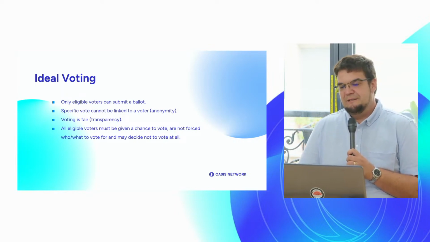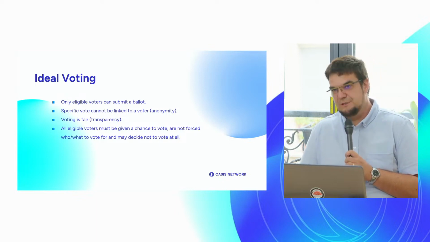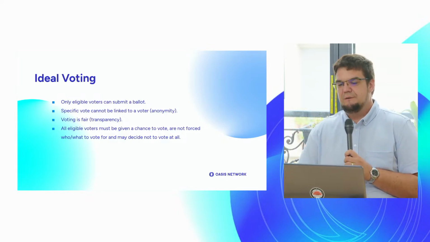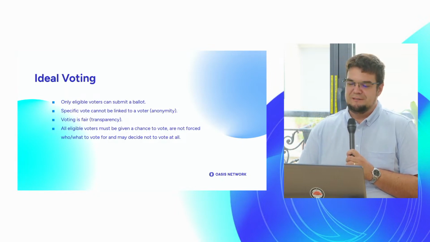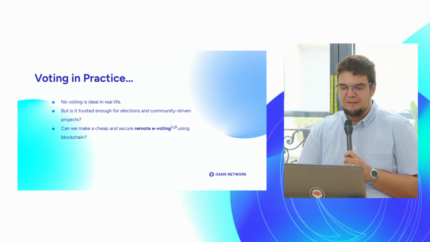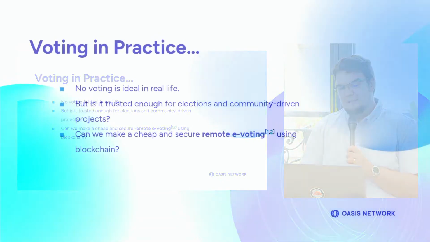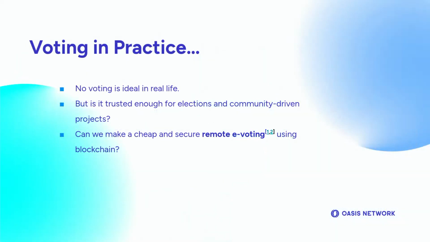And then the last point is more of a social politics issue, which probably cannot be solved by technology. Anyone must be given a chance to vote without being forced to vote, and they should be able to vote by their own conscience, right? So this is something we are not actually tackling on our platform. But still, no voting is ideal in real life, so it's more of a question whether we can make a good enough voting app on our blockchain.